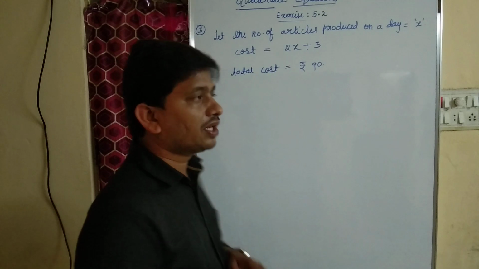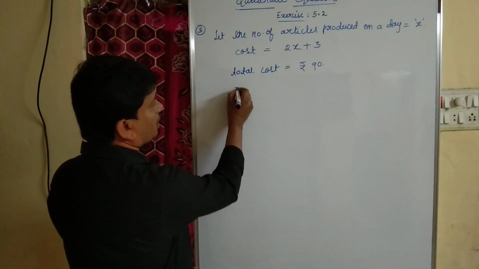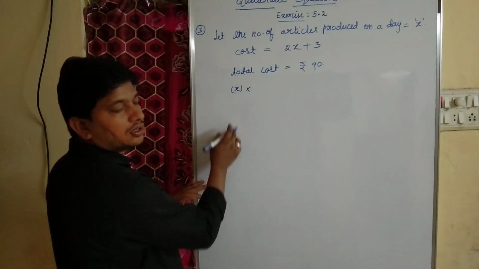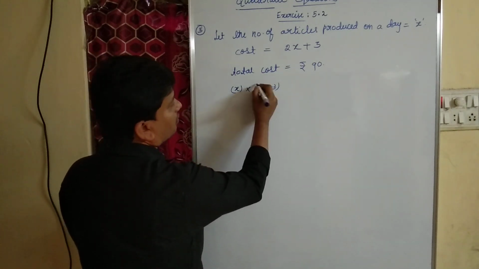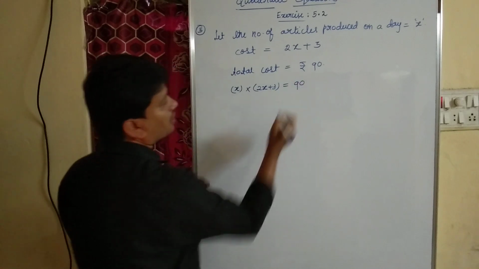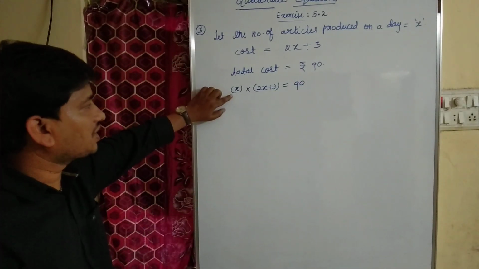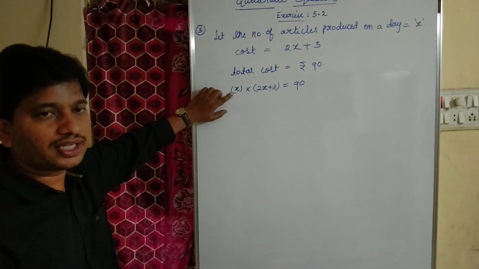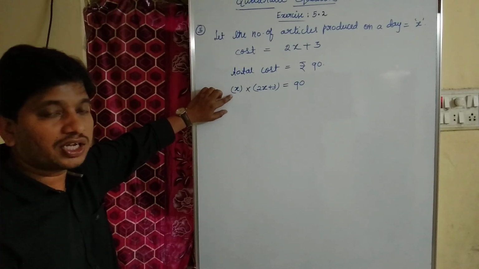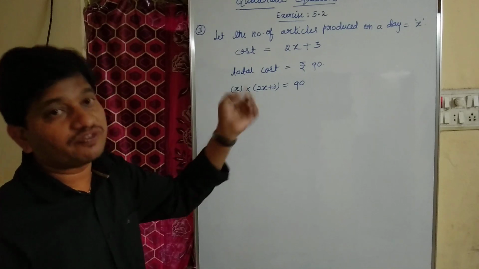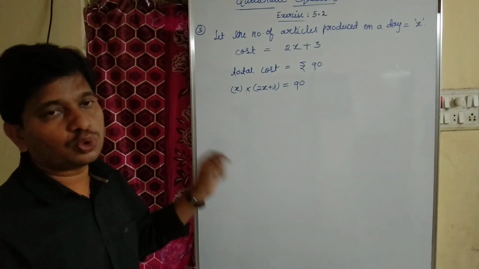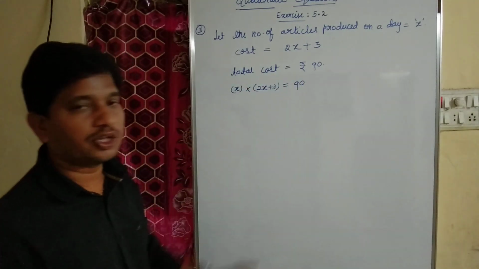So what does total cost mean? Total cost is nothing but the number of articles into the cost of each article, which is given as 90 rupees. Children, did you understand this equation? Why did we write it like this? Here x is the number of articles produced on a particular day, and 2x plus 3 is the cost of each article. So x into 2x plus 3 is 90 rupees.